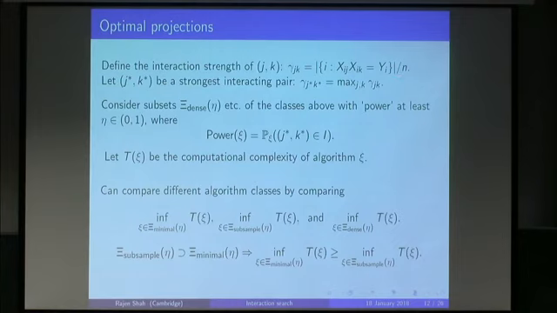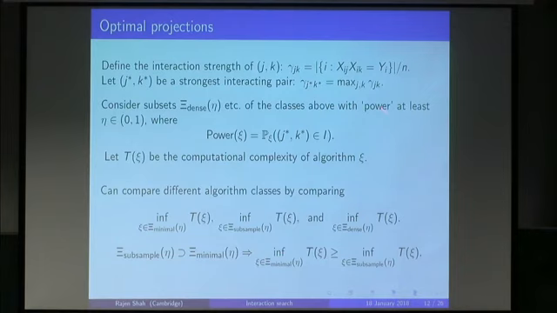So what I'm going to do is define this quantity here, which is just the number of times when we see agreement between the pointwise product between columns of X and the Y. I'll call this the interaction strength of the pair of columns J and K. And I'm going to let this J star K star correspond to a strongest interacting pair.